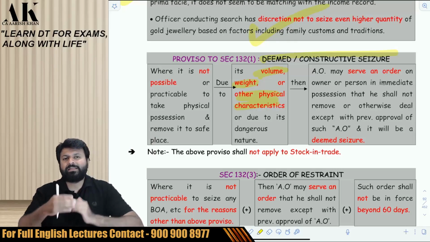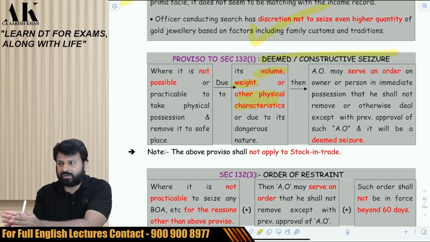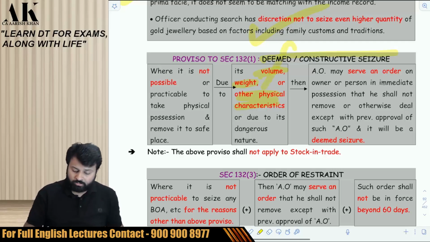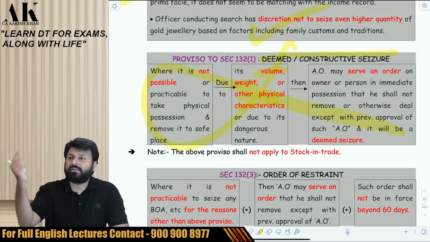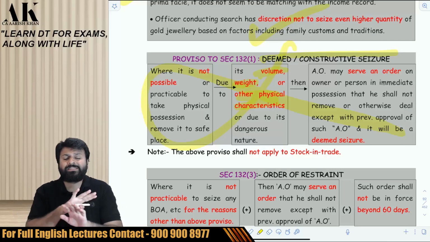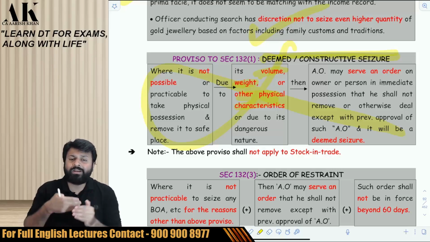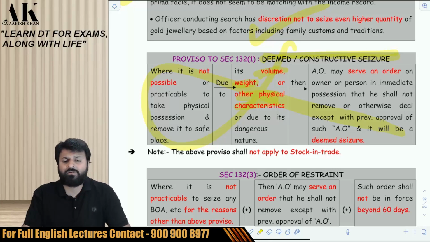So in that case, the government has given a concept of deemed seizure, whereby the officer will give a notice to the person in charge, that is the assessee or any person in charge, and will tell them: do not use these things unless and until I tell you, and do not sell these things unless and until the officer gives you permission. And such seizure will be called what? Deemed seizure or constructive seizure. And why is it done? It is done only in cases where it is not practically possible to seize because of the weight, the volume, or the physical characteristic of the article.